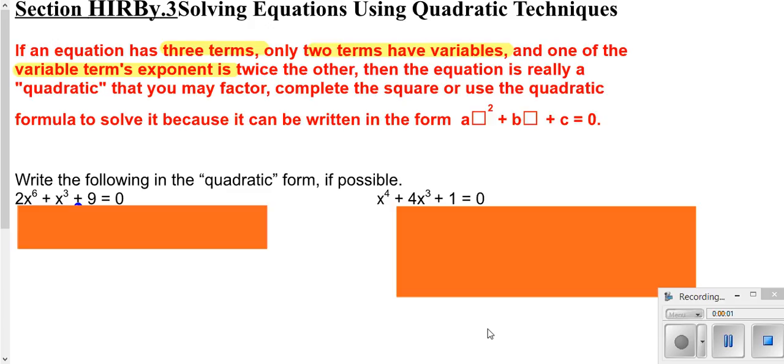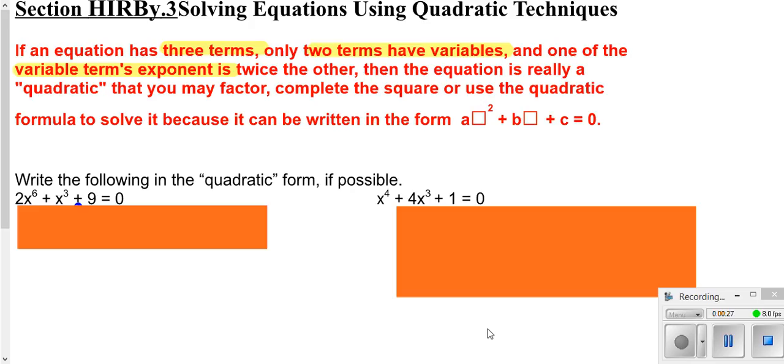We've looked at solving quadratics before. We did factoring sometimes, we did the quadratic formula, we did completing the square. Remembering factoring sometimes works, but the quadratic formula and completing the square always work. Now, sometimes equations can be set up in a quadratic form, but they're not technically quadratic.